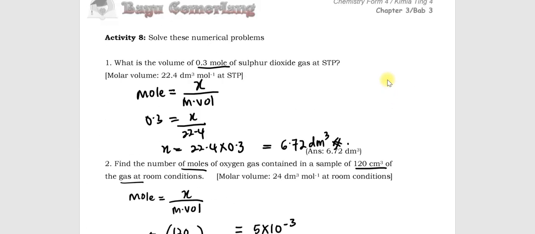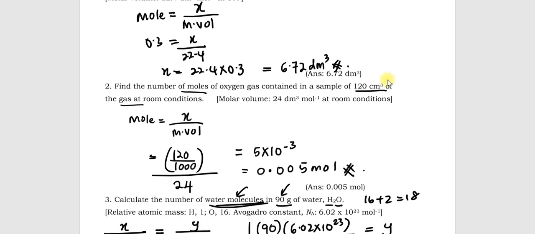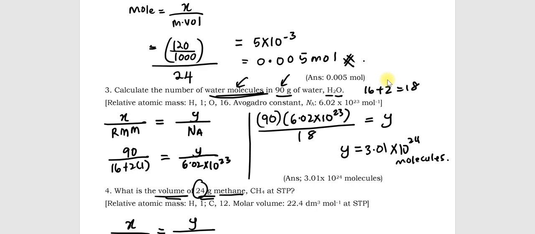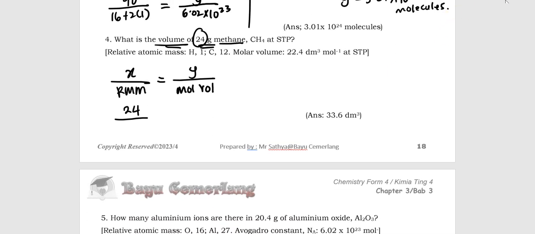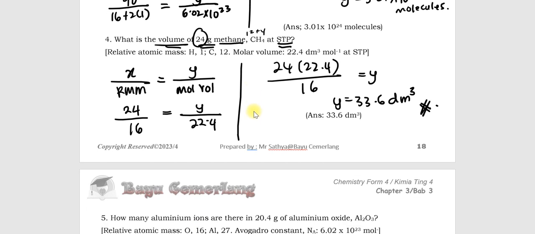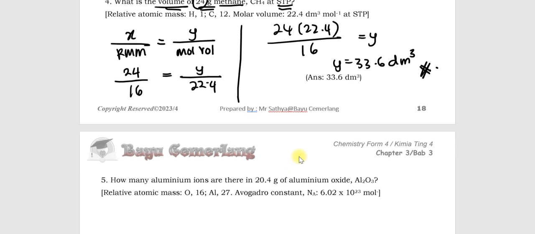Okay, wait. This is the answer for number 1, number 2, number 3, and now number 4. Okay? 33.6. Okay. Question 5. Can we? Not yet. Is that okay or not? Number 5, guys. Okay, come.